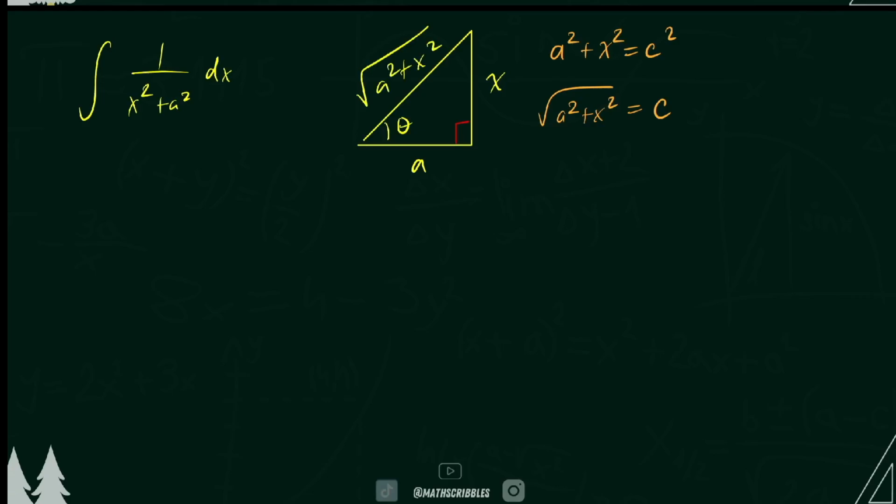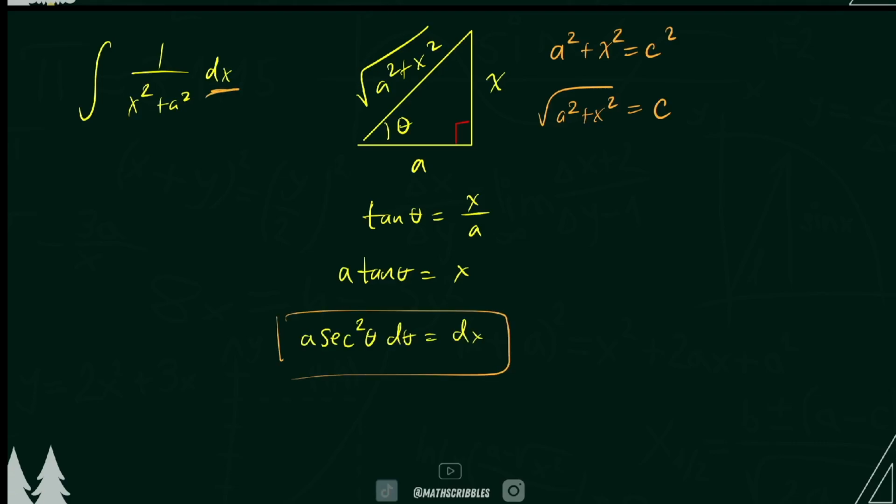So now let's find a relationship between x and a, and that's going to be tangent of theta is equal to the opposite over the adjacent. In other words, a tan theta is equal to x. We can take the derivative and get a secant squared theta d theta is equal to dx. That's awesome. Once again, we found the value for dx. That's exactly what we want.